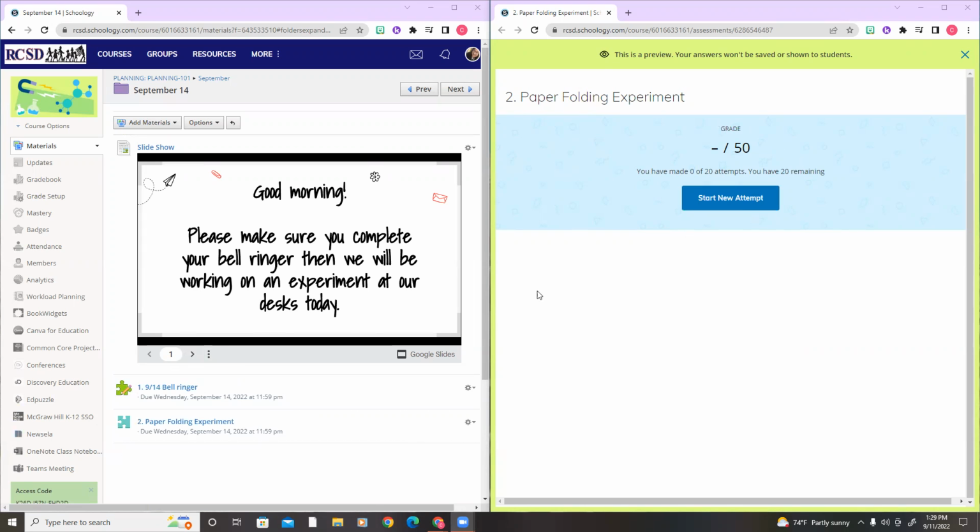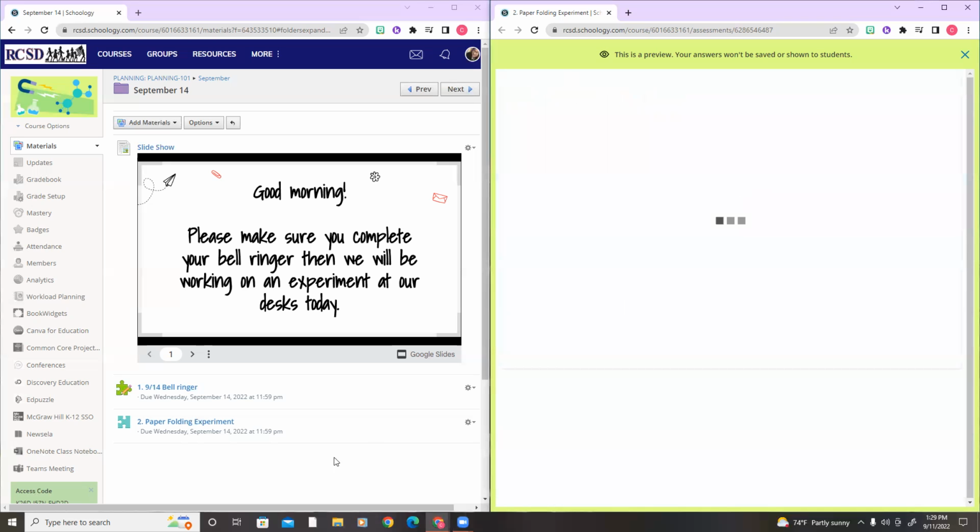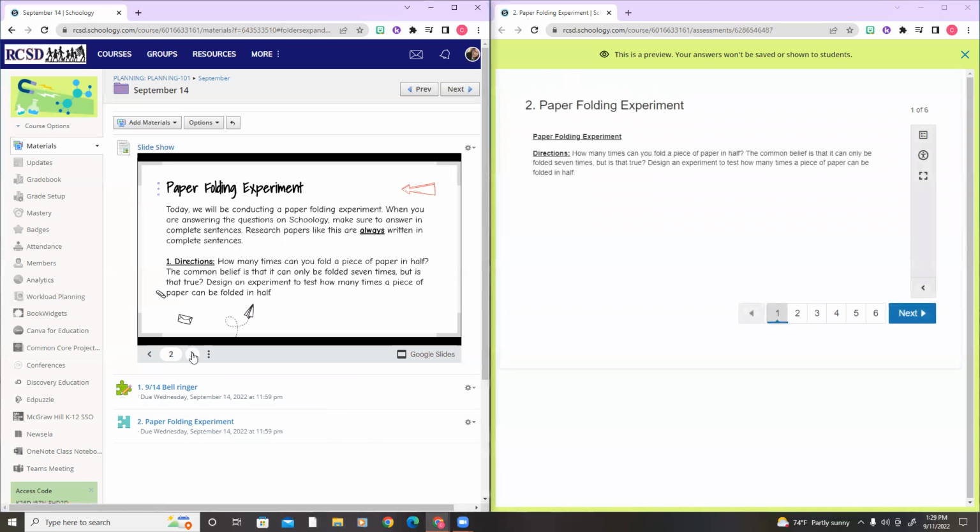We're going to be working on this paper folding experiment. I've already got it pulled up and split screened so we can watch our slideshow while we are starting our experiment. So our directions: today, we will be conducting a paper folding experiment. When you are answering the questions on Schoology, make sure to answer in complete sentences. We are making a research paper and they are always written in complete sentences.